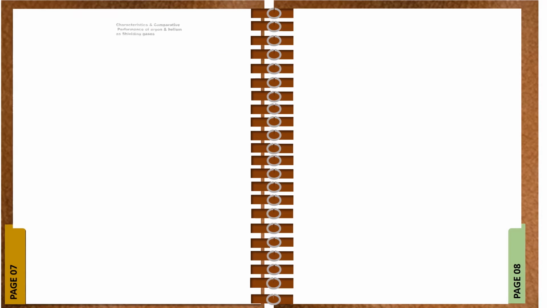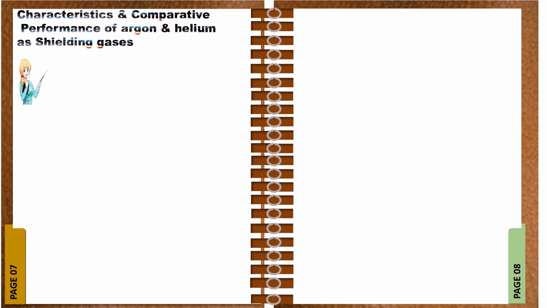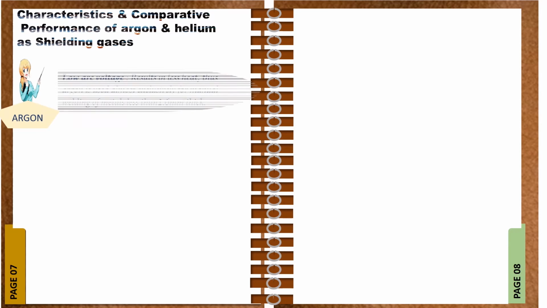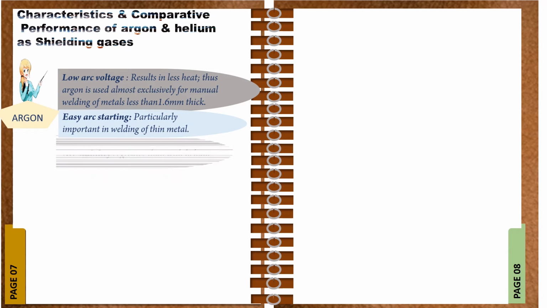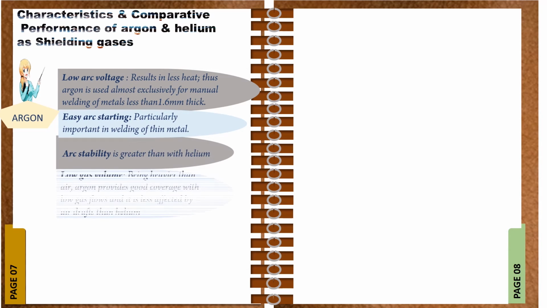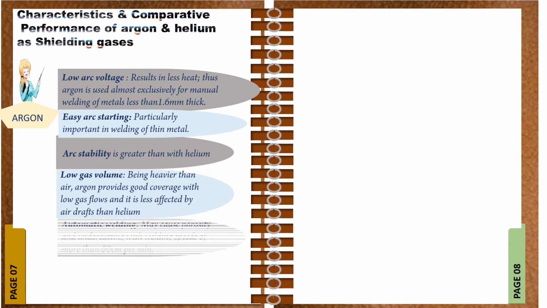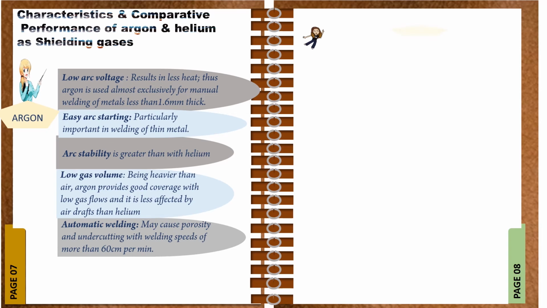Characteristics and comparative performance of argon and helium as shielding gases. Argon: low arc voltage results in less heat. Thus argon is used almost exclusively for manual welding of metals less than 16 mm thick. Easy arc starting, particularly important in welding of thin metal. Arc stability is greater than with helium.